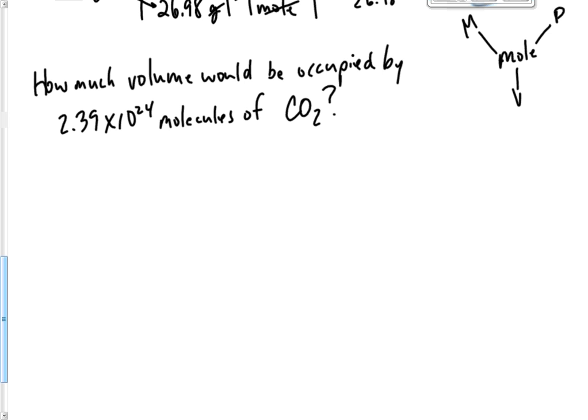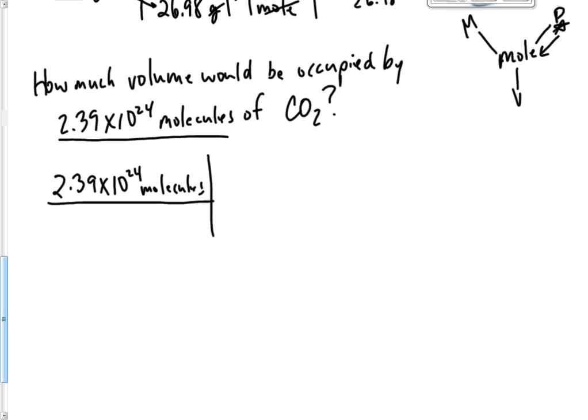Question. We're starting with molecules, so we're up here at particles. We have to go to the mole first, so we have to convert them to moles. So we have 2.39 times 10 to the 24th molecules, and immediately we're going to put molecules down here. So it's 6.02 times 10 to the 23rd molecules is equal to 1 mole. Molecules divide out. We're left with moles.